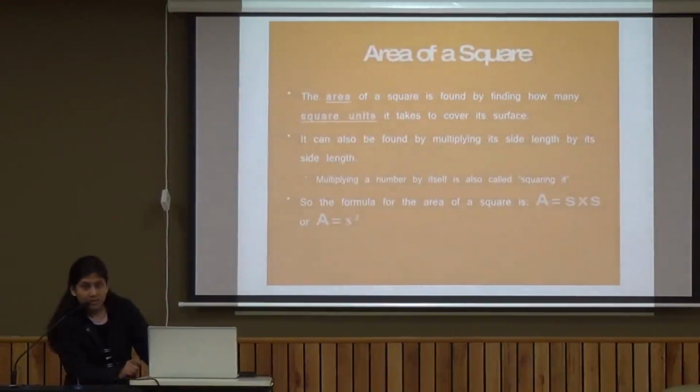Now, what is the area of a square? The area of a square is found by finding how many square units it takes to cover its entire surface, which is square in nature. It can be found by multiplying the side length by its side length. Since in a square all the four sides are equal, the area of a square becomes side square.